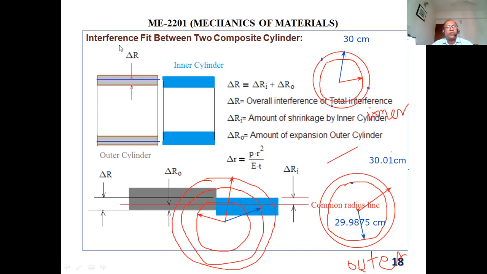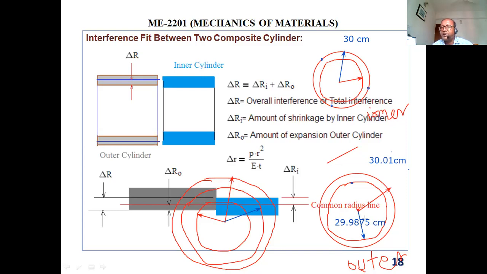The diameter for the inner and outer cylinder, he will try to bring this back to the 29.875 position, right? And the inner one, what will happen? When he tries to shrink, what will this guy say? Hey guy, don't push me. I like to stay with my size. And the outer cylinder, he will say, hey guy, don't push me.